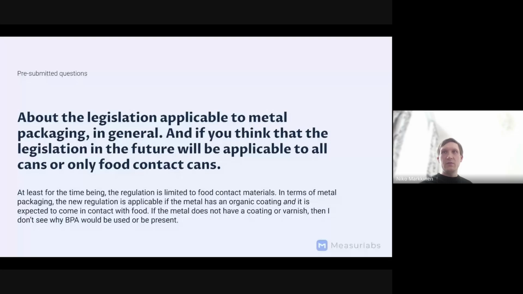But if it's a non-coated metal, I don't really see why you would have BPA there, because it's an inorganic material. And if it's only steel, why would you use BPA? So in that context, I don't see this regulation as relevant at all in that case.